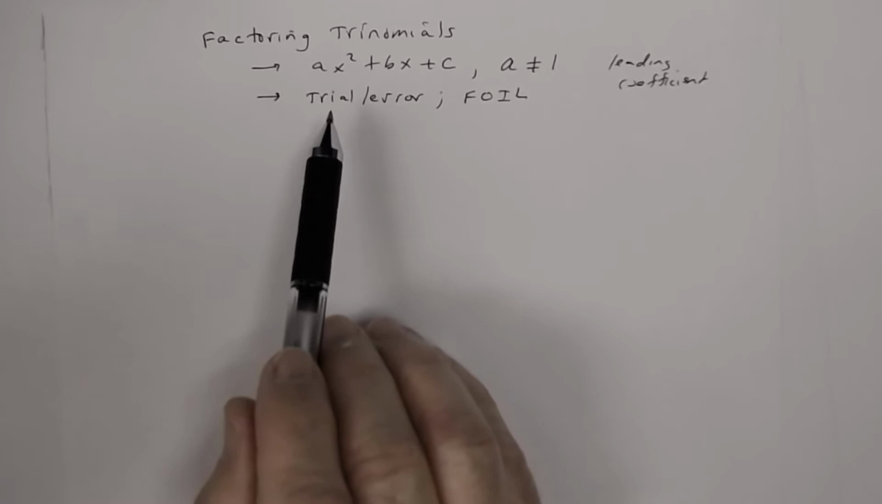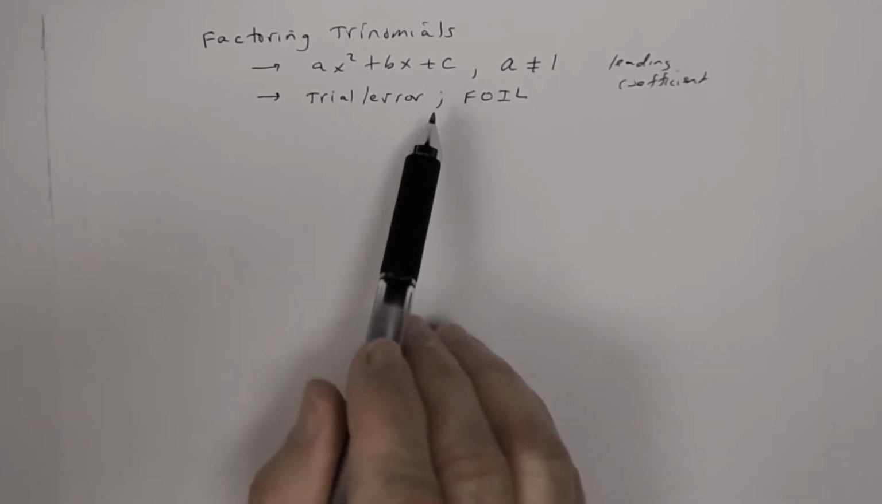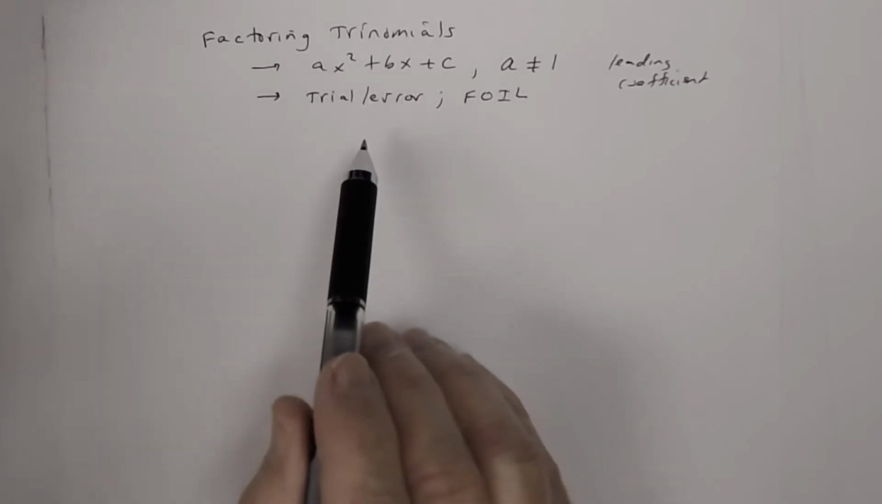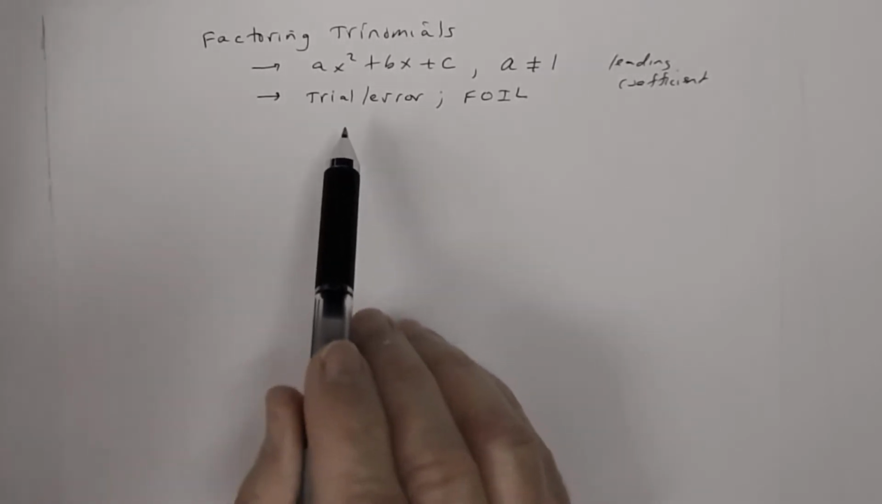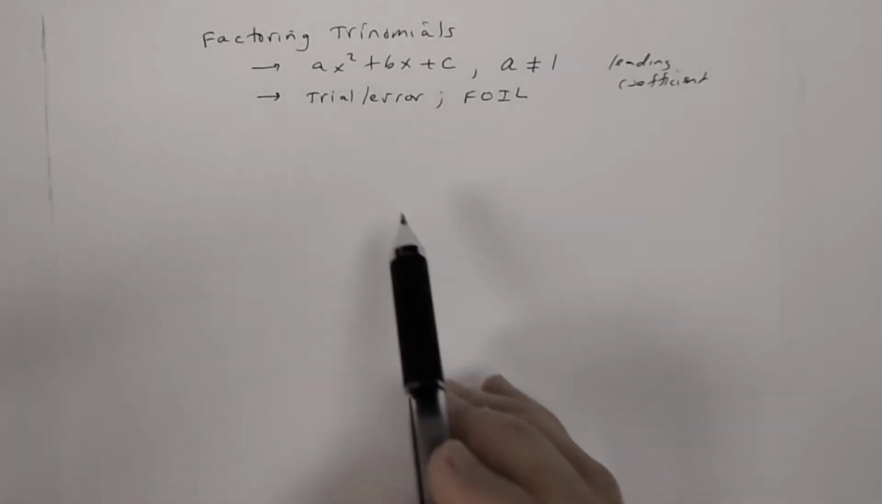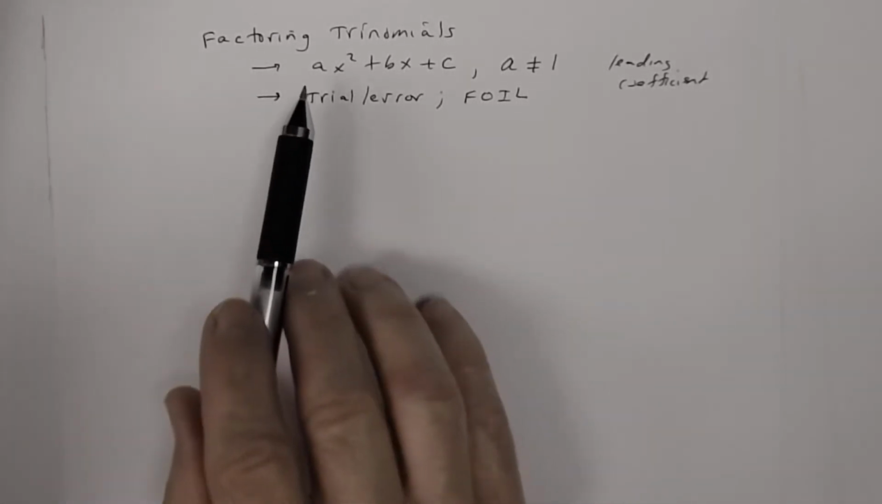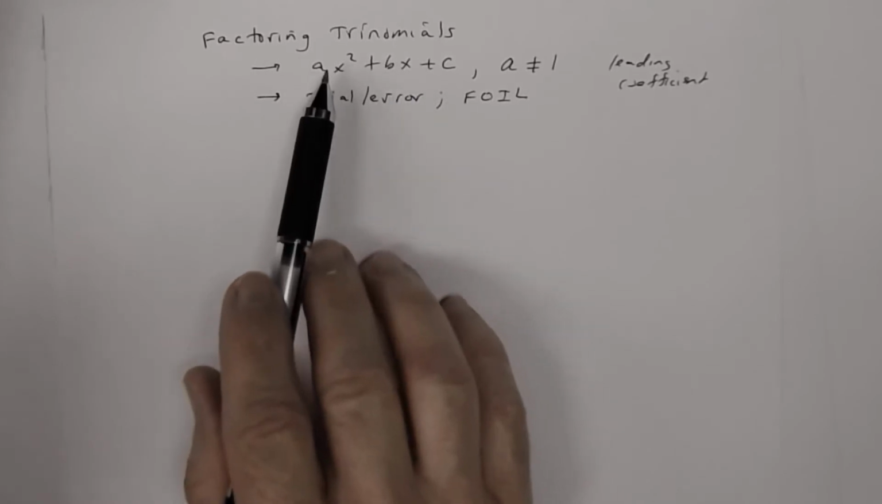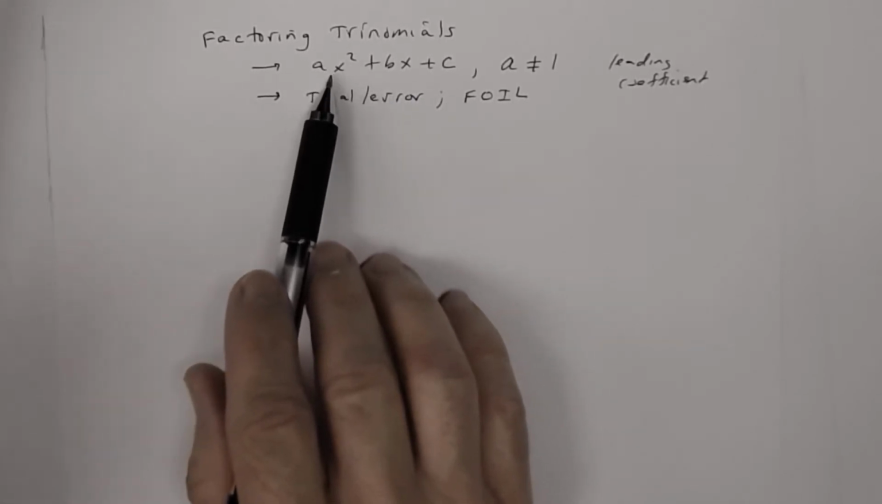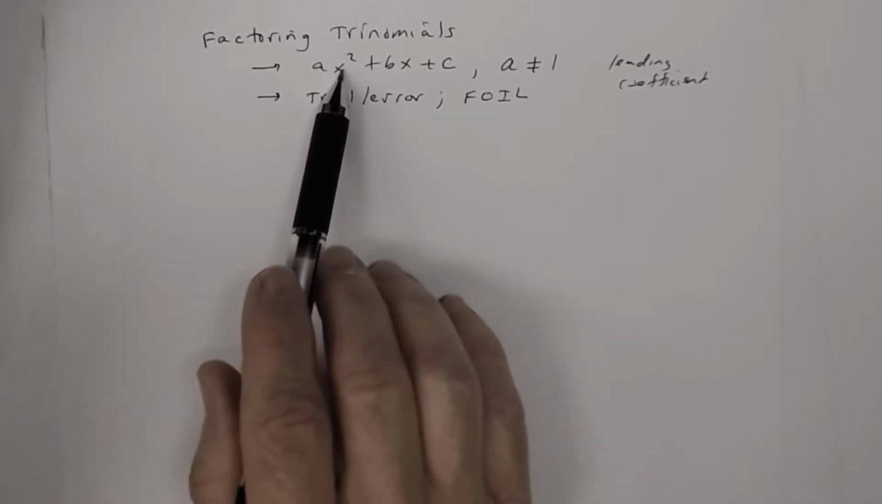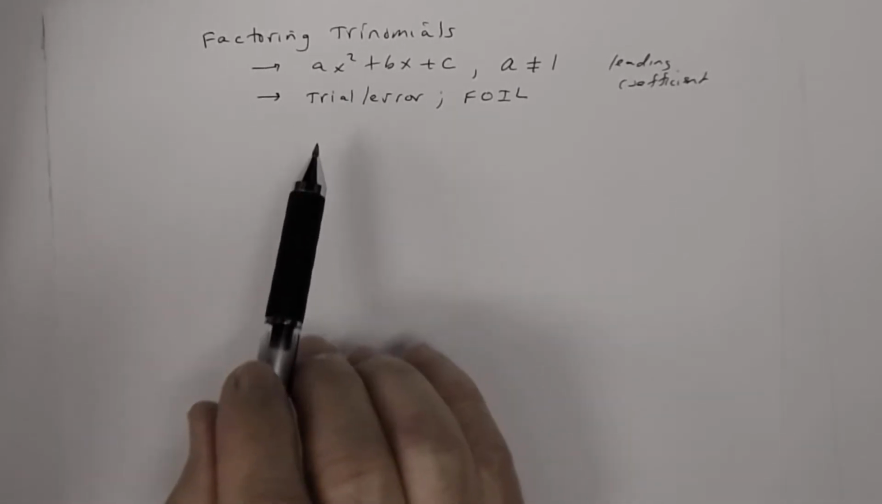And then we're going to do this by trial and error, sometimes referred to as reverse FOIL. But that's the way we're going to do this. Now, there's another way you can do this using the AC method, but that's going to be another lesson. So in these problems, we're going to use trial and error on these polynomials, and these polynomials are trinomials. So they're going to have 3 terms, and the largest exponent will be 2.